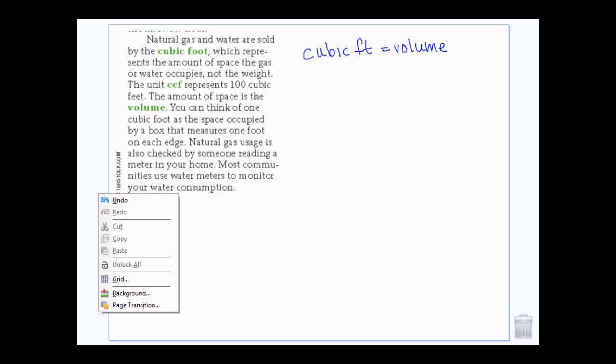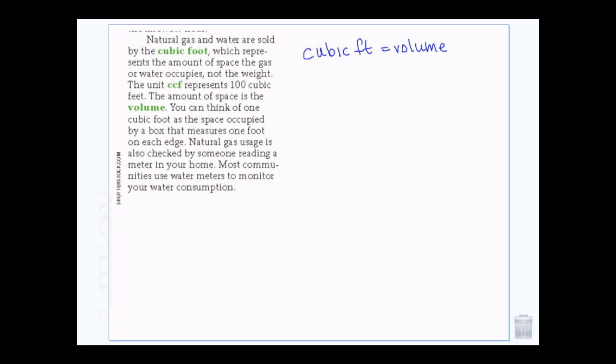So cubic foot is the volume, and CCF is 100 cubic feet. That's right here.